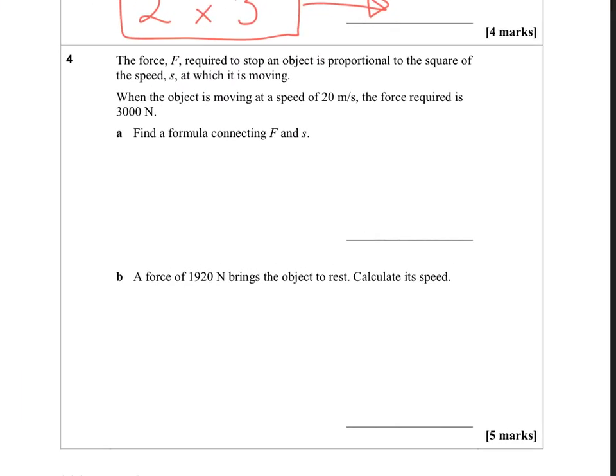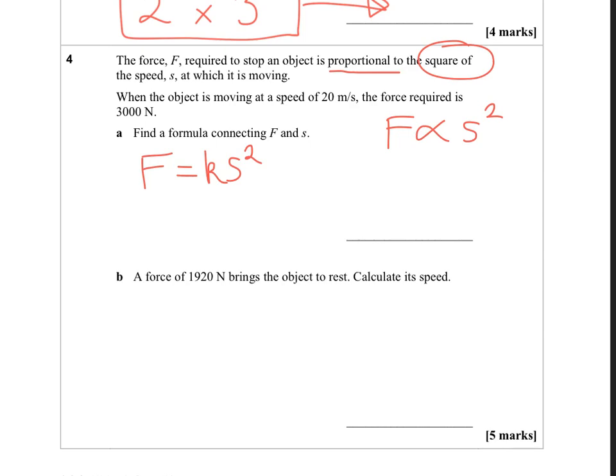Question 4. The force required to stop an object is proportional to the square of the speed. So F is proportional to s squared. In other words, F is some value multiplied by s squared. Can I say that is not the formula? A couple of you just left it like that. You have to find the value of k to say that that is the formula. Okay?